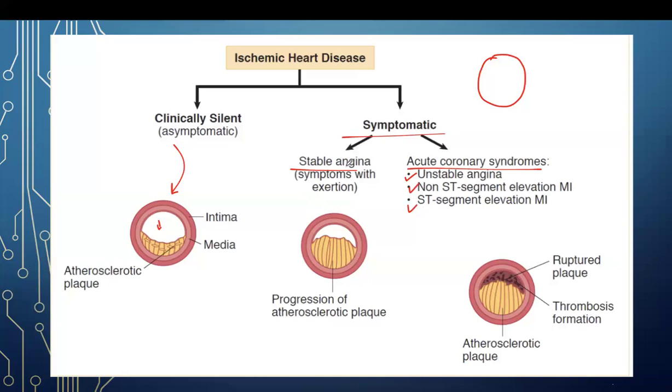The difference between stable angina and acute coronary syndrome is that a stable angina patient will still have some lumen left. You can see the lumen is not fully blocked. So that's the patient who will have symptoms only related to exertion. A patient with stable angina will come to you with left-sided chest pain. The pain usually gets worse with walking, running, or any kind of exertion. And whenever they take rest, the pain will get better.